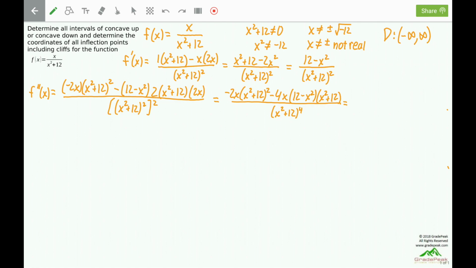We want the second derivative as a single fraction. It already is. We want it fully factored. In the numerator, there are some common factors. There is a -2 and a -4, so we can factor out -2. There's an x and an x, so we can factor out an x. So -2 and an x. And we can also factor out the lowest power of x squared plus 12, because there is an x squared plus 12 in each term. It's to the power 2 here and to the power 1 here. So we can factor out an x squared plus 12 to the 1 power.